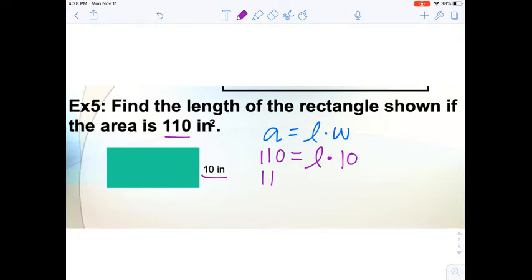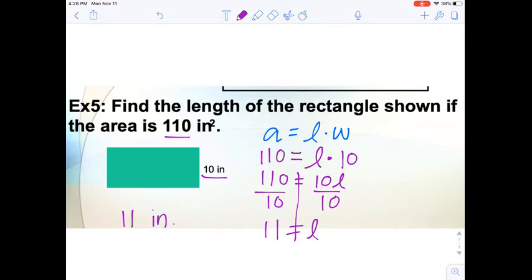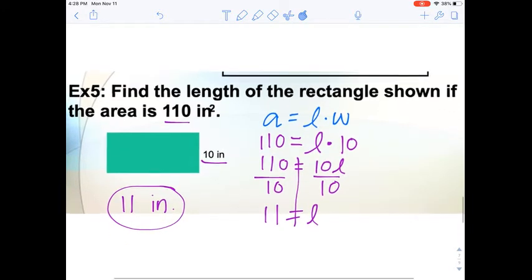Now I'm going to rewrite this. 110 equals 10L. To undo that multiplication, I'm going to divide both sides by 10. When I'm solved, I'm left with L equals 11. That's not our answer because it's asking us for the length. The length and the width are in inches, so we're going to label this as 11 inches. Always add that label.